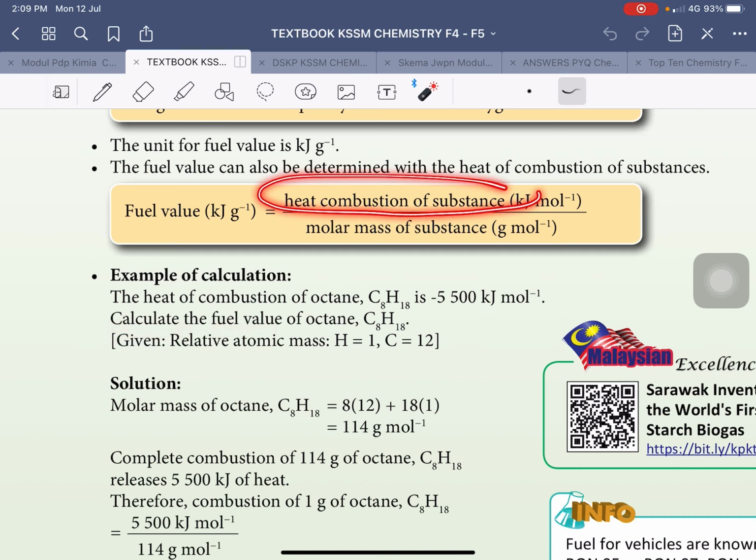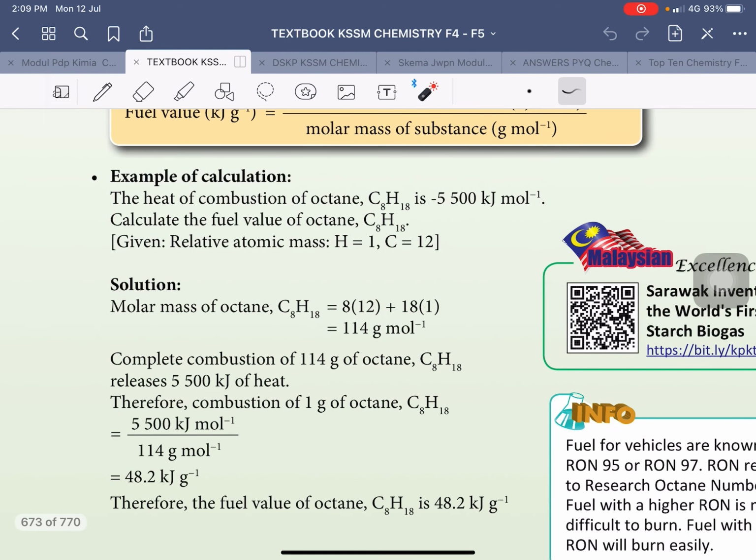Kamu sudah ada heat of combustion. So you just have to count what is the molar mass. So molar mass dia C8H18. 8 times 12 plus 18, ini no problem kan? You have 114. So how to count the combustion dia? You just take the heat of combustion 5500, memang sudah diberi.